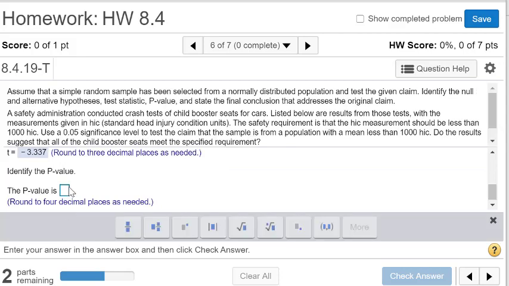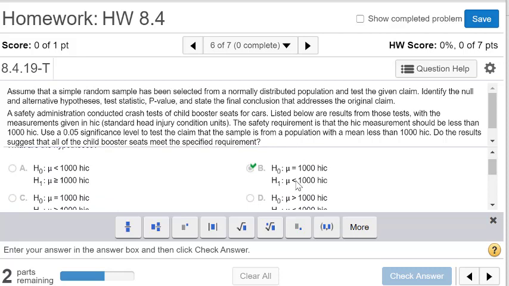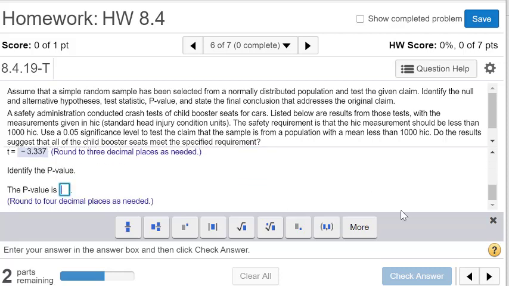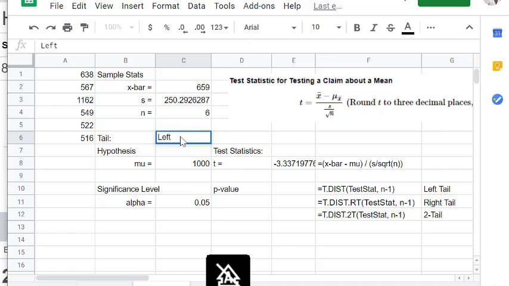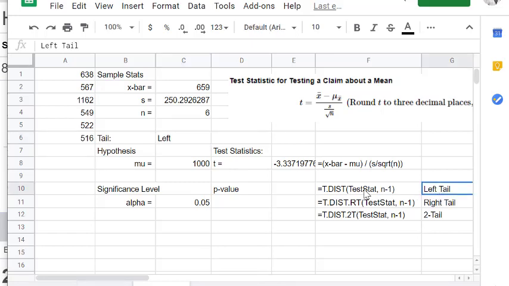Next they want us to find our p-value. So remember that this is a less than sign, so it points to the left, and we didn't make a note of that, but this was a left tail test. And so when we're dealing with the left tail test, there's a special command to find your p-value. We're finding the area under the t-distribution curve, and you're finding the area on the left side of your critical value. So this number is going to be the t.dist command or formula.